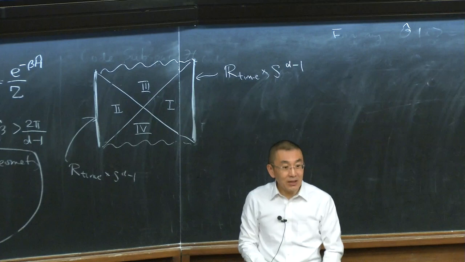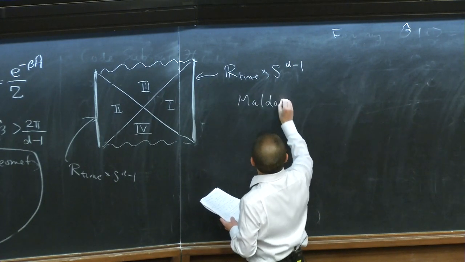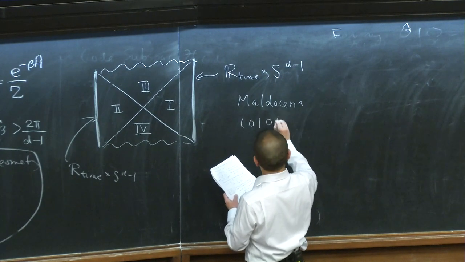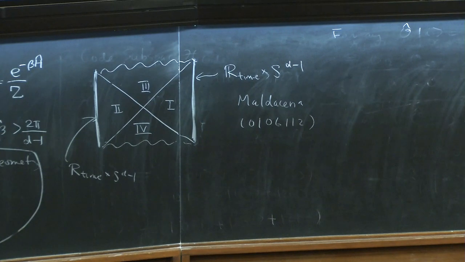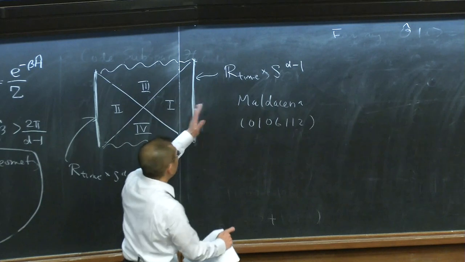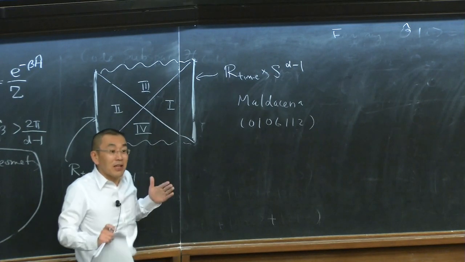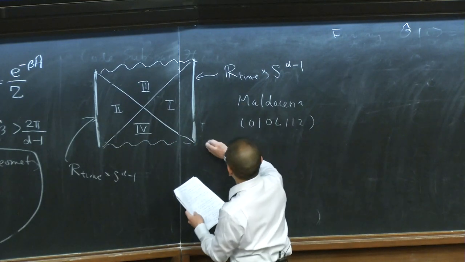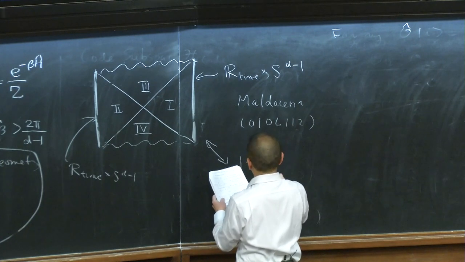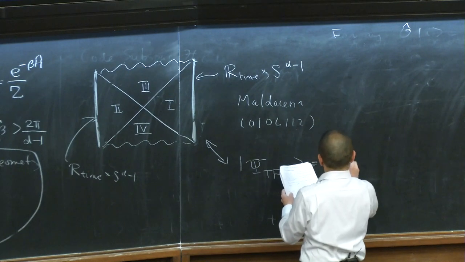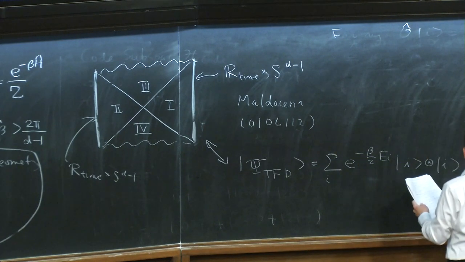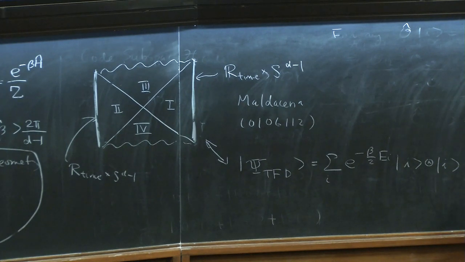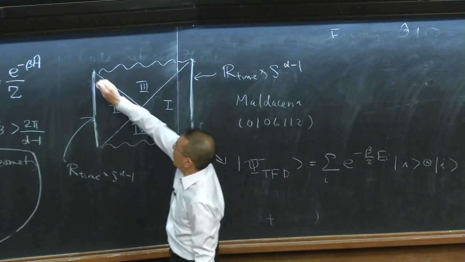So what's going on? Maldacena, in 2001, proposed that this geometry actually describes the purification of the finite temperature geometry. Namely, since you have two boundaries, it's natural that this state belongs to the tensor product of the conformal field theories. And this is therefore dual to a conformal field theory state, which is the thermofield double, the tensor product of CFT states. So I should probably stop very soon. But these states correspond to this state and this state.